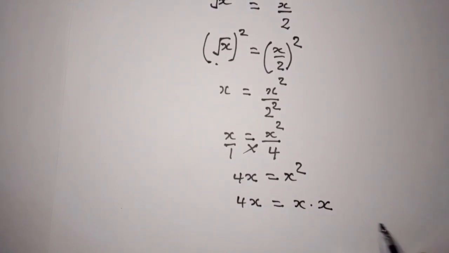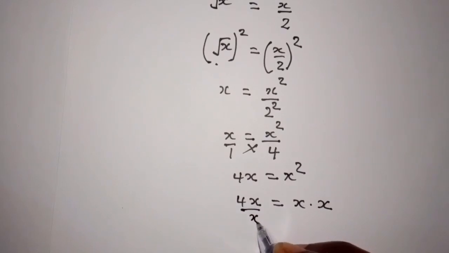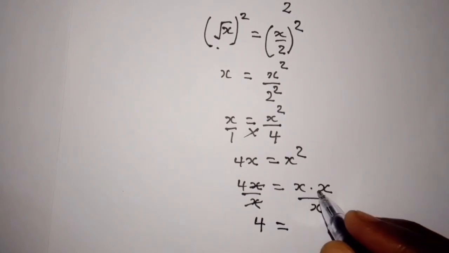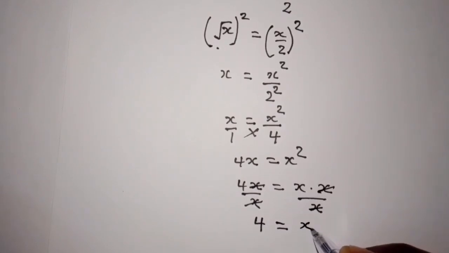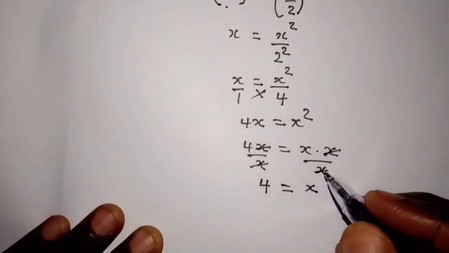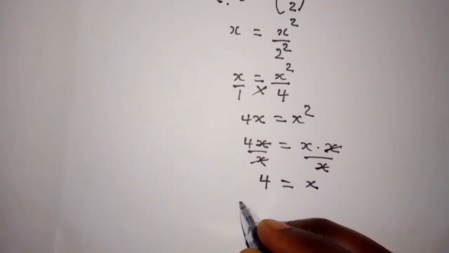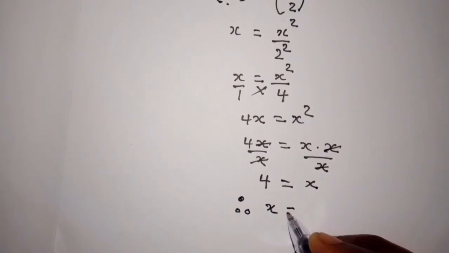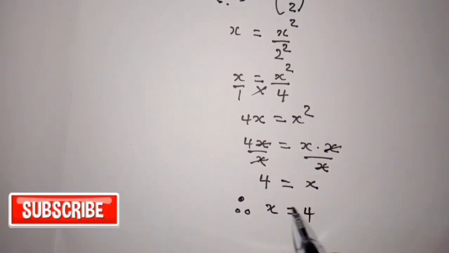We can divide both sides by x. x cancels x here. 4 is equal to x. Therefore, x is equal to 4.